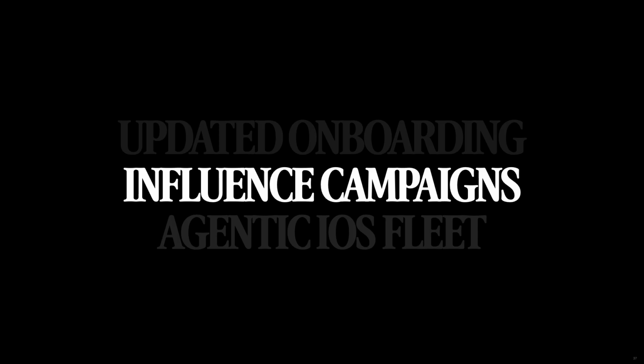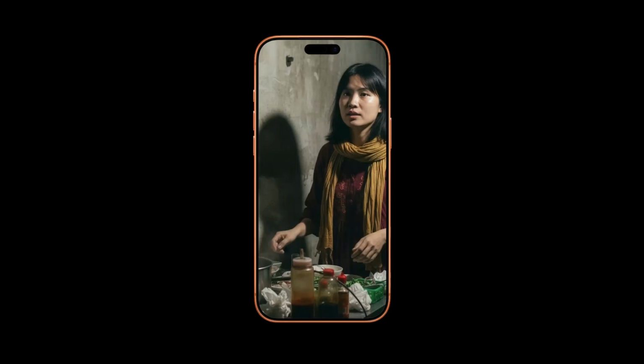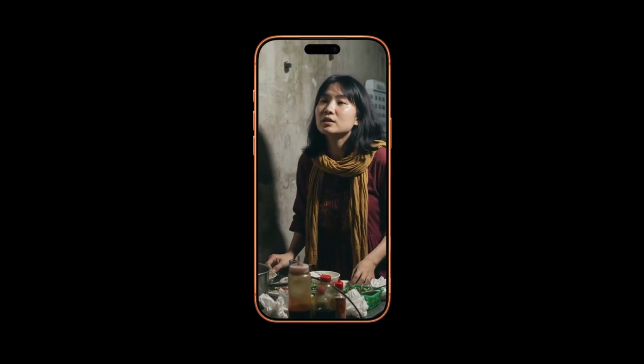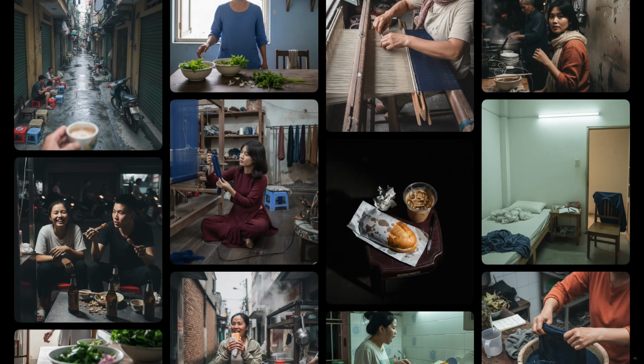All right, so moving on to influence campaigns. So if you followed the sprint, you understand that influence campaigns are definitely like the number one driver for downloads for the app. So we're bringing a lot of that in-house to where we're presenting actual travel content along with CTAs to download the app amongst a ton of travel content.